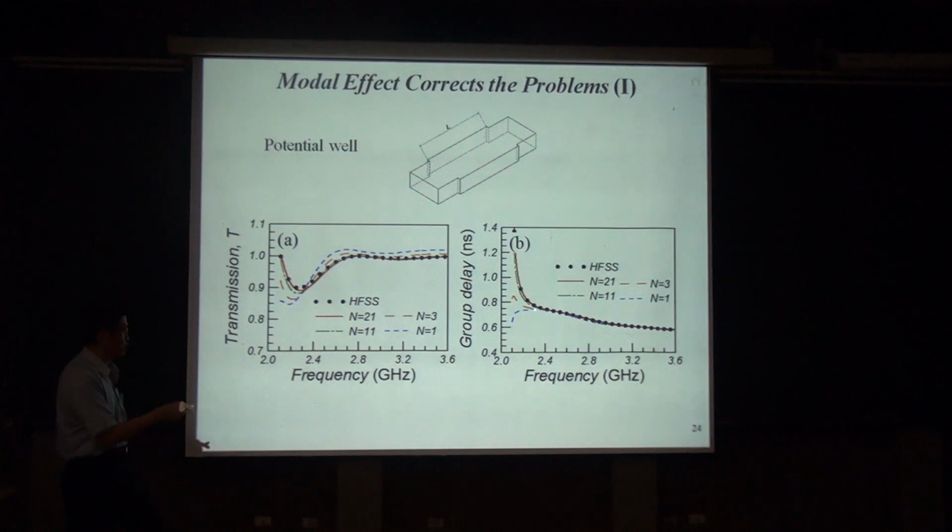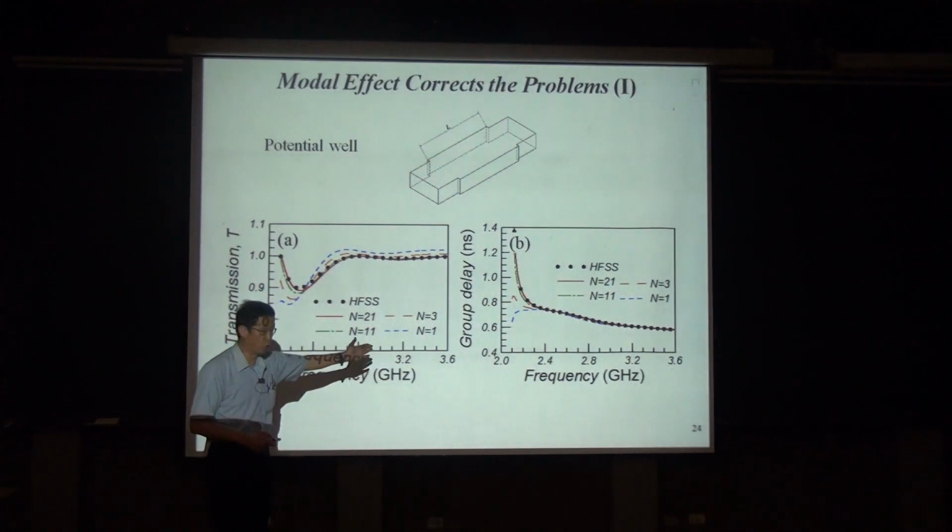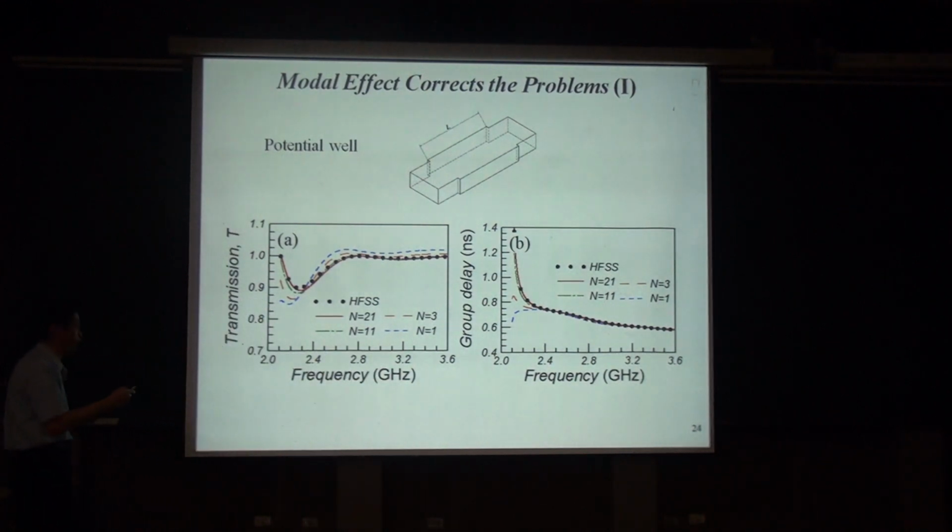For n equal 1, its behavior is quite different close to the cutoff. But as we increase the total number of modes, it will become accurate again. So the modal effect does play a very important role. I've shown you this potential well case.